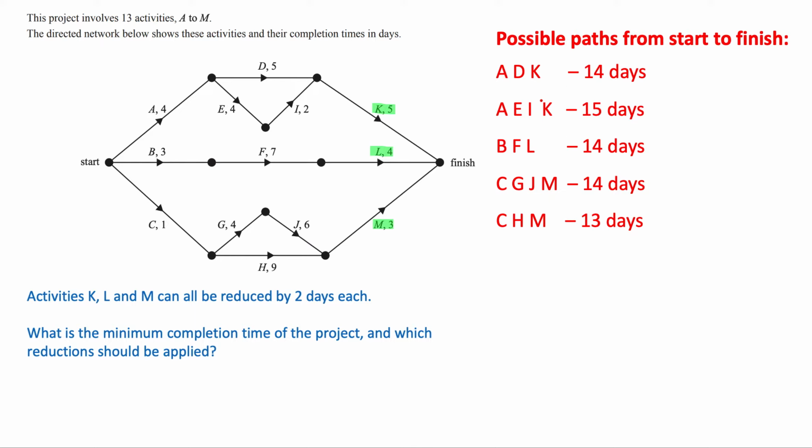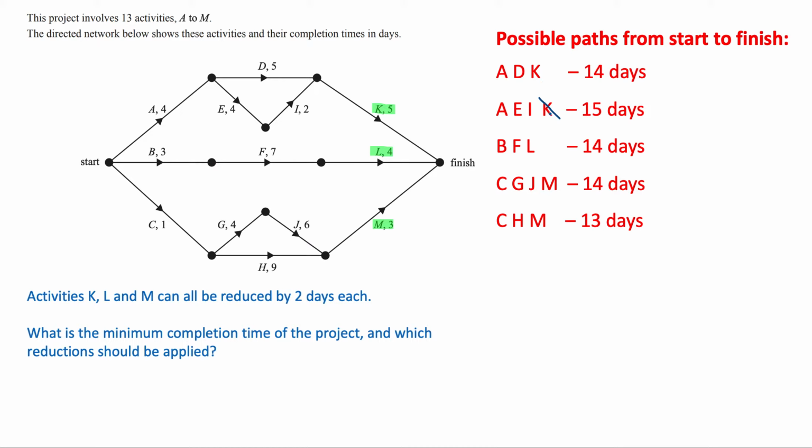So let's have a look. I'll use a different color here so it's not confused with the red. Let's reduce activity K. There are different ways that you can keep track of this, but what I tend to do is put a line or something like that over it, not so heavily that you can't see what the letter was.